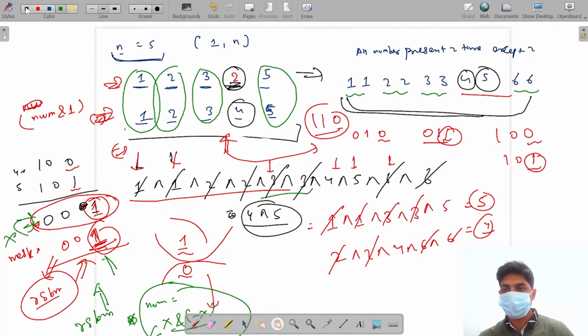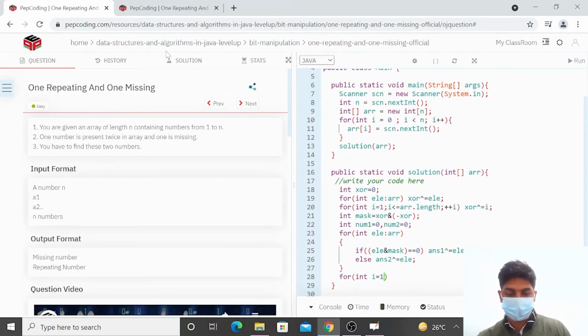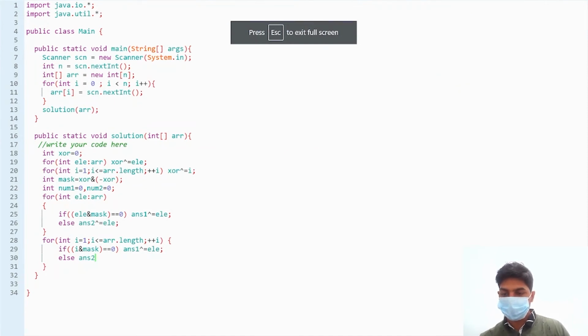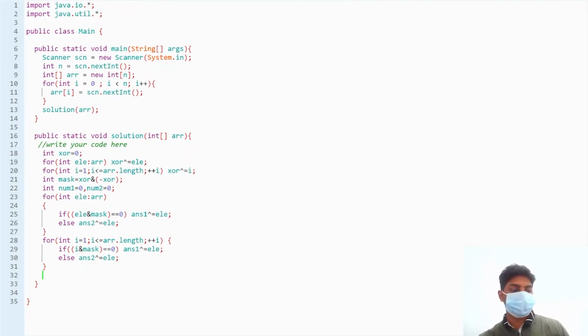Since our numbers were this and this, we will use the same logic for the second array also. So for integer i equals 1, i less than or equal to array dot length, i plus plus, same logic: if i and mask double equals 0, then answer 1 XOR equals element, else answer 2 XOR equals element. Okay, so now we got both the numbers in answer 1 and answer 2.